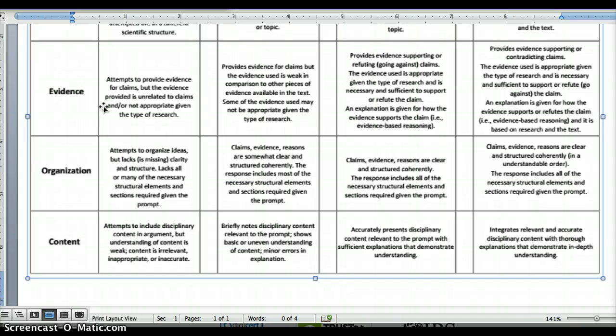To earn a 4 on the evidence section, basically your evidence needs to be directly aligned to these subcategories about the environment, the cost, or the health impacts. And you need to elaborate. You need to explain how that evidence supports or does not support your point.